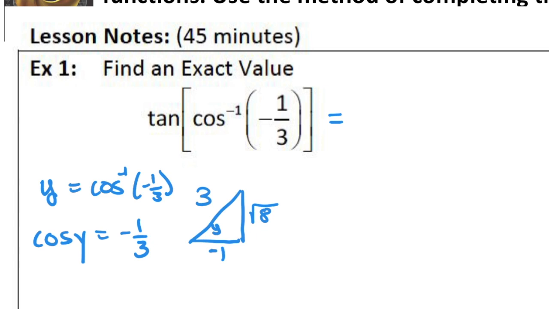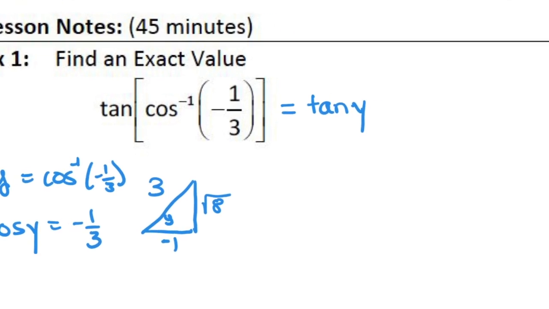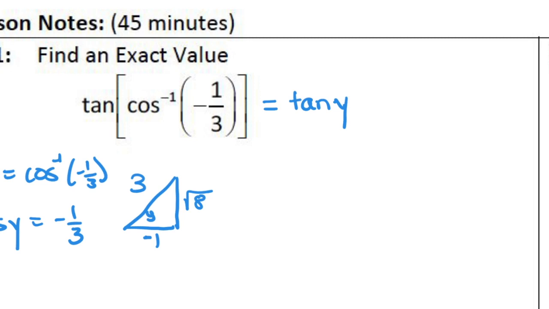Now how does that help us? We're going to rewrite our original problem as the tangent of y. Using the same triangle that we drew for the cosine function, we know that the tangent of angle y is the square root of 8 over negative 1. So our complex expression is really negative 2 root 2.